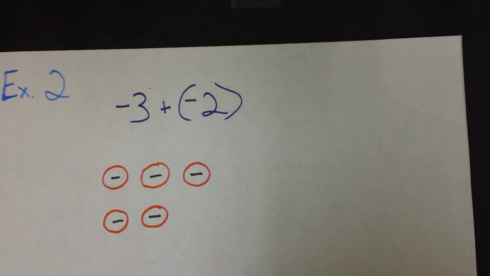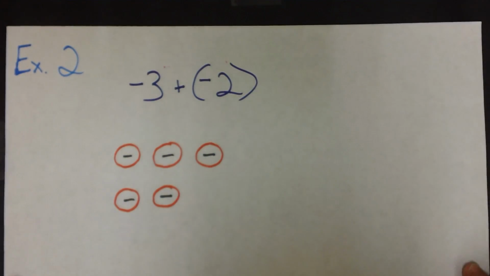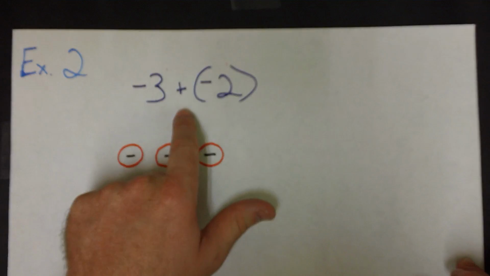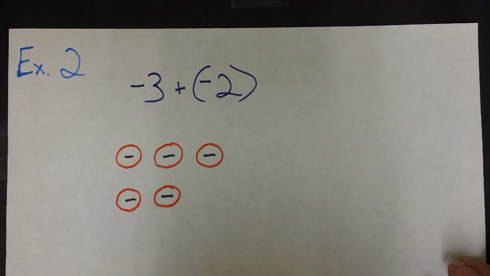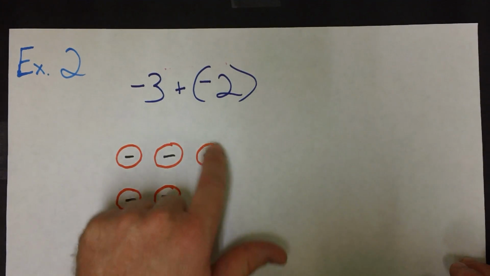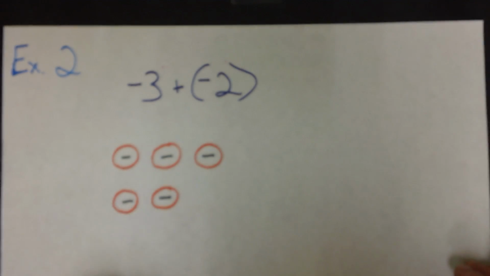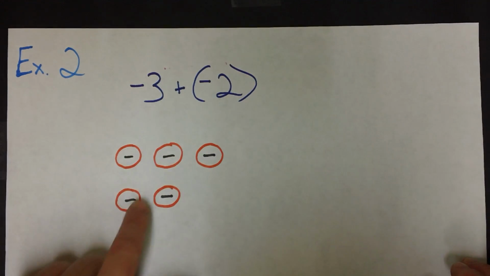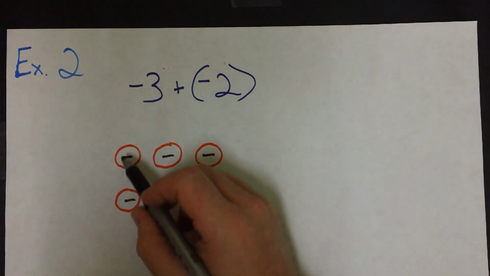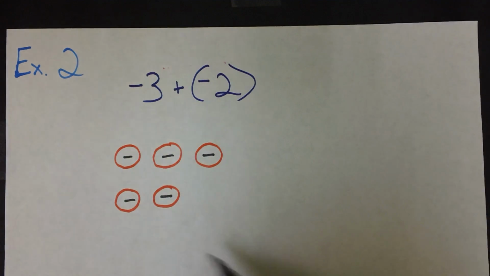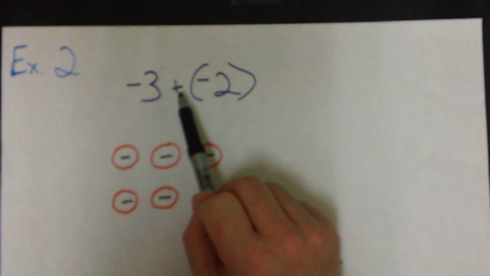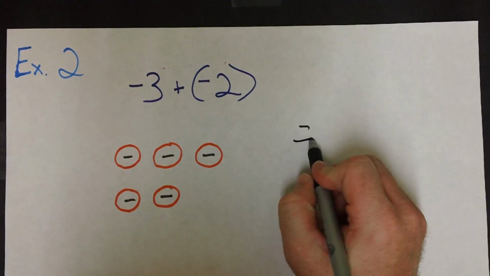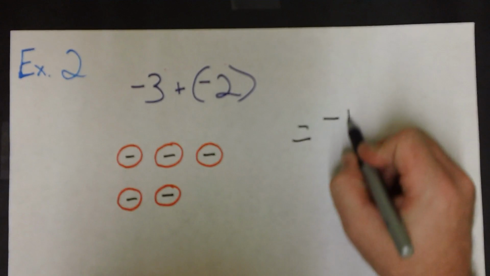And then for our last example, we have a -3 plus -2. So again, our first number is a -3, so we have our 3 negative tiles, and we're going to add to that 2 negative tiles. Obviously, there's not a positive to cancel anything out, so you simply have your 5 negatives. So -3 plus -2 equals -5.